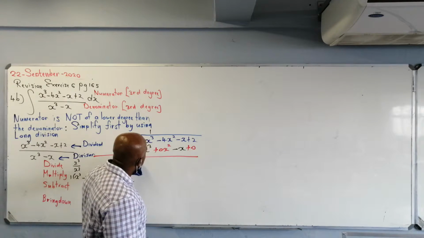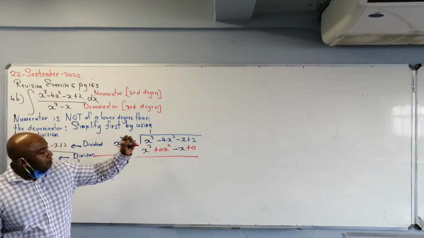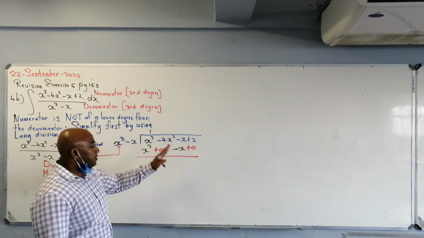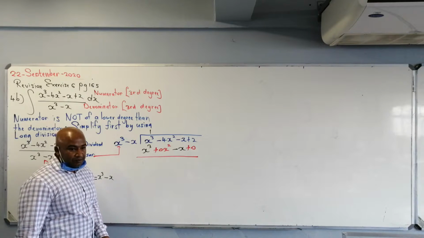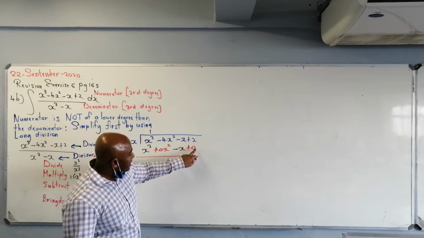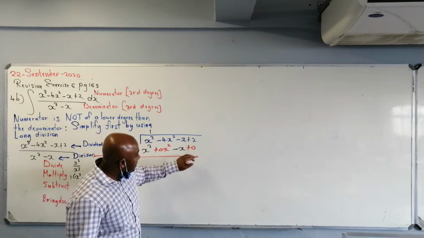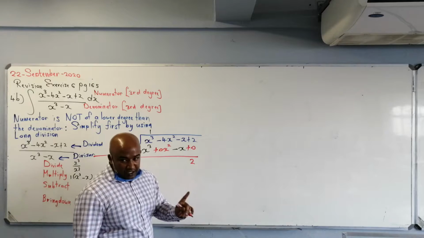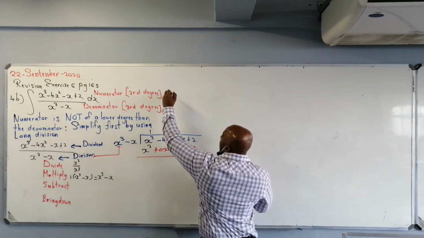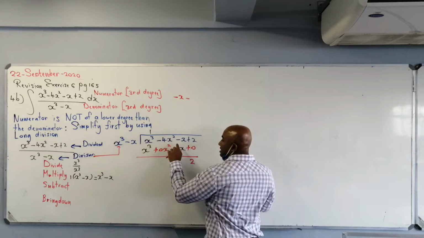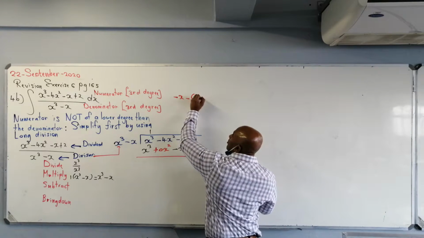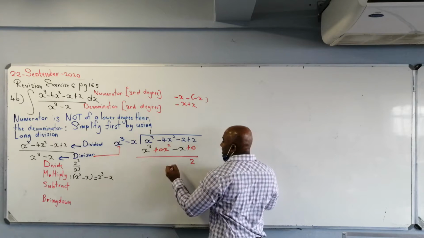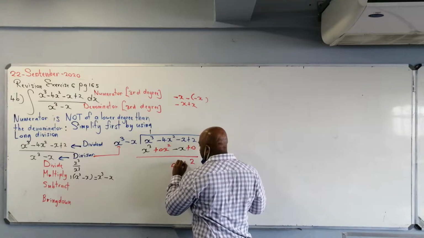So now, subtract top minus bottom. It doesn't matter which side you start from. But here, top minus bottom, 2 minus 0 is 2. Top minus bottom. So watch here now. Top is minus x, minus the bottom is also minus x. So therefore, it becomes minus x plus x, which is 0x.